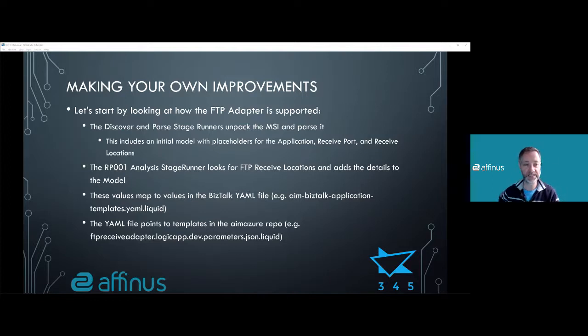But let's start here. At this point, we've supplied an MSI, and there is an FTP receive location in there. So the discover and parse stage runners have unpacked the MSI and parsed it. As part of that, they've built an initial model. In that initial model, we have placeholders for the application, the receive ports, and the receive locations. They won't have any details yet because we haven't parsed that. Then there's an analysis stage runner called RP001, which is looking for FTP receive locations. When it finds them, it reads through the binding file and adds the details to the model.